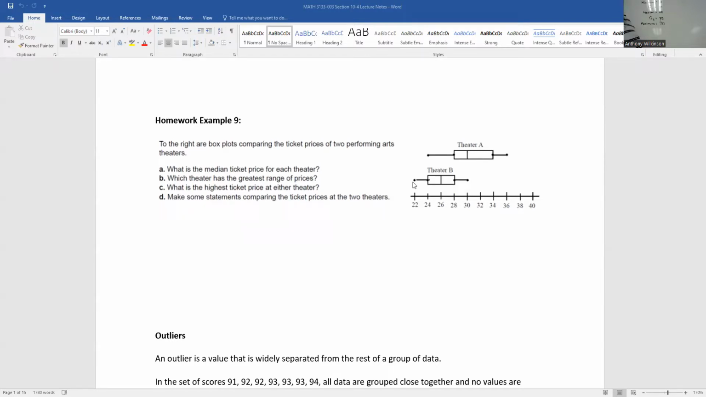What is the highest ticket price at either theater? Okay, the 36 for theater A. What about theater B? The 30.